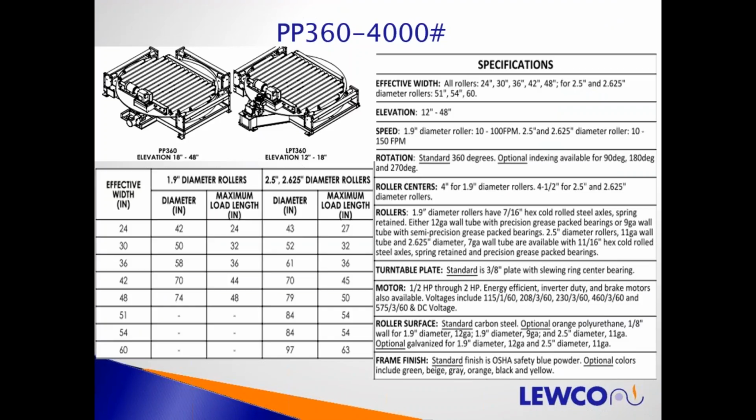The LPT is for lower elevations. As you can see, it goes from 12 to 18. Anything over 18, we switch to the beefier model PP 360. And again, I have a chart there showing you effective width in relation to the diameter and load length.